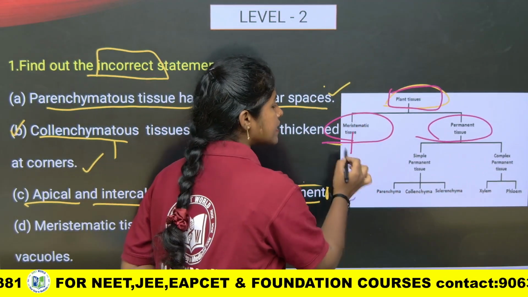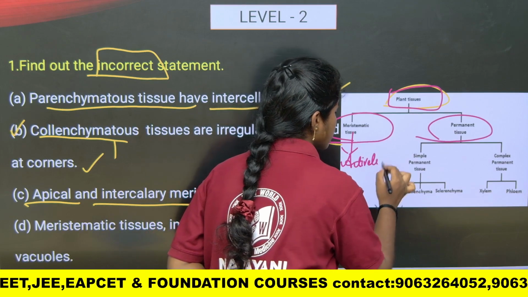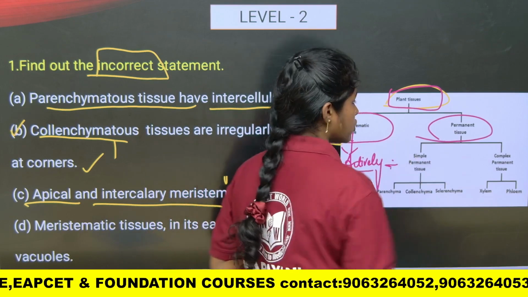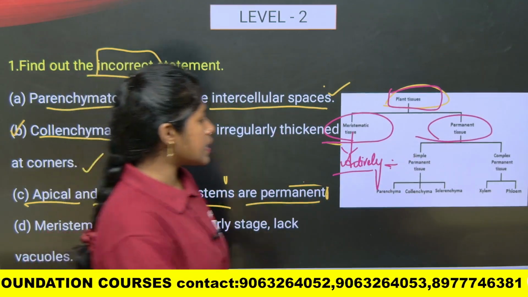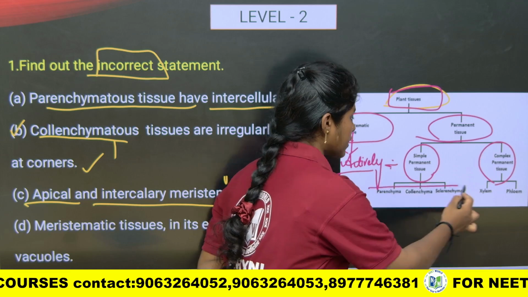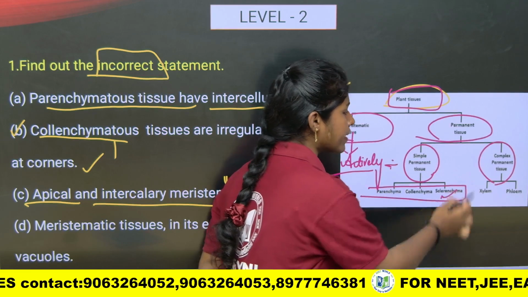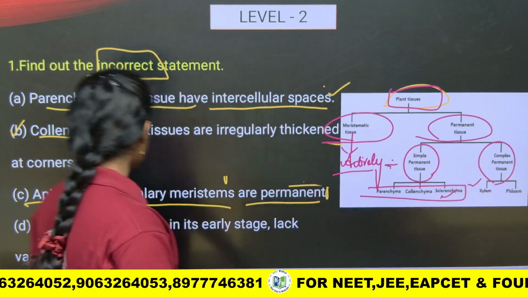What are meristematic tissues, children? They are actively dividing cells. They are mainly involved in division. Coming to the permanent tissues, what are the permanent tissues, children? Simple permanent tissues and complex permanent tissues. Simple permanent tissues are of three types: parenchyma, collenchyma, and sclerenchyma. And the complex tissues are of two types: xylem and phloem. Right? Here what they asked.